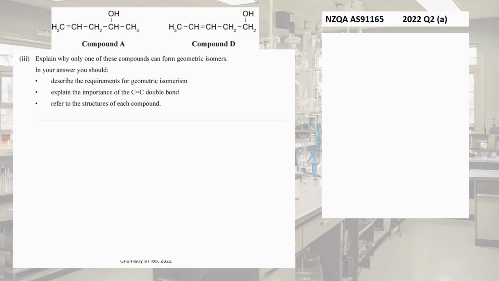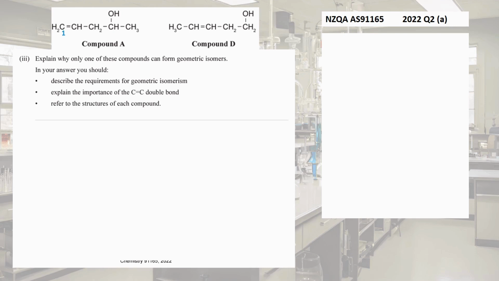Explain the importance of the double bond. Well, that's just referring to the double bond holds these groups, atoms coming off the carbon here in a fixed position so it can form a cis and trans. Refer to the structures means that we're going to have to give some detail. What are the specific atoms? What are the specific groups? What carbon do they come off? Do they come off carbon 1 and 2 or carbon 2 and 3?